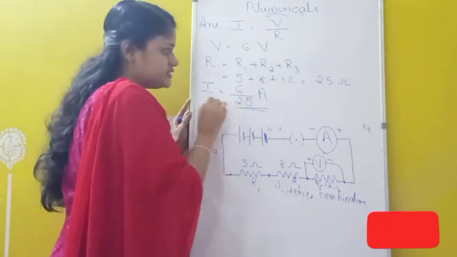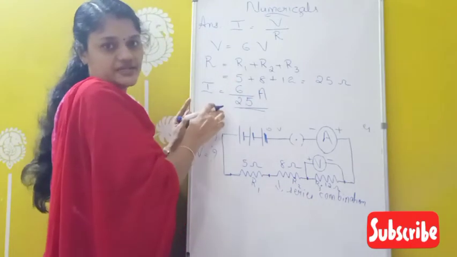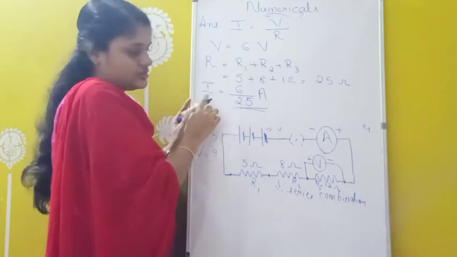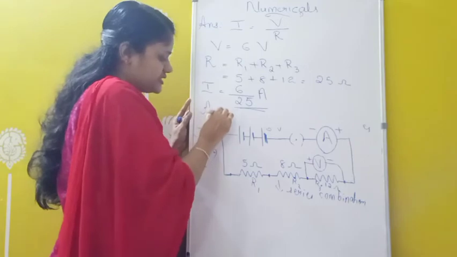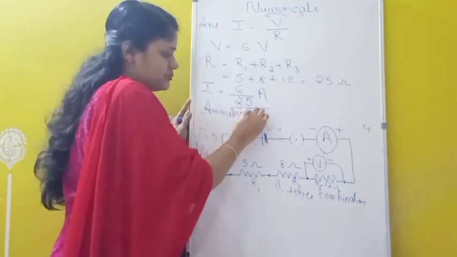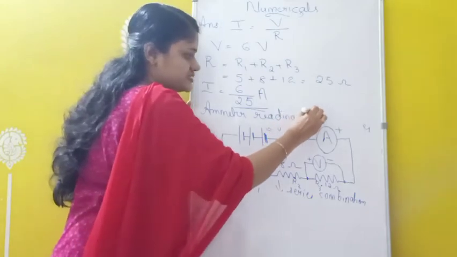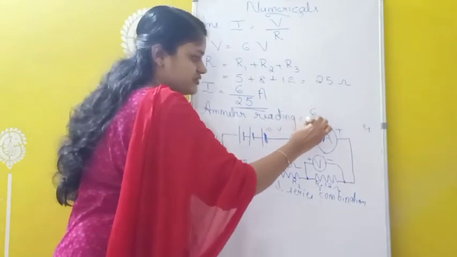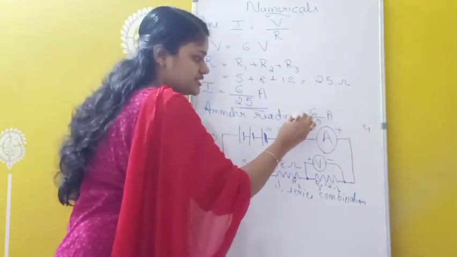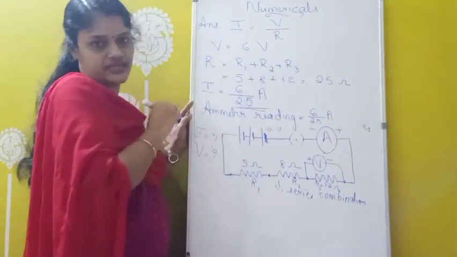So this is the ammeter reading, because the ammeter will measure which quantity? Current. So we can write here, ammeter reading equals 6 by 25 ampere. This unit is very, very important, so you have to put the unit there.